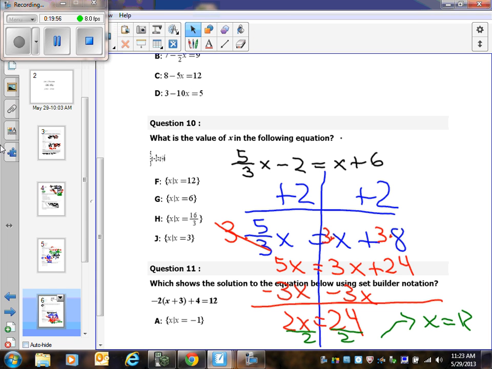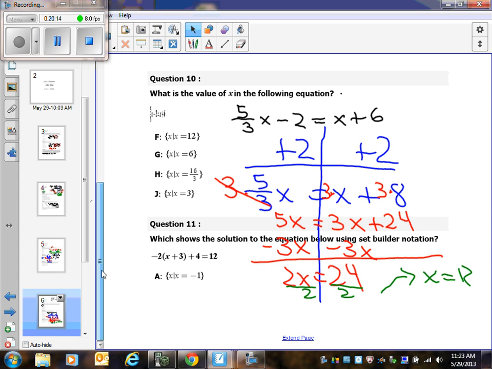And notice that they put the answers using set builder notation. And our answer for number 10 is choice F. And this is simply read as x such that x is equal to 12. And it's just using a little bit of set builder notation. Now let's look at number 11. Which shows the solution to the equation below using set builder notation.